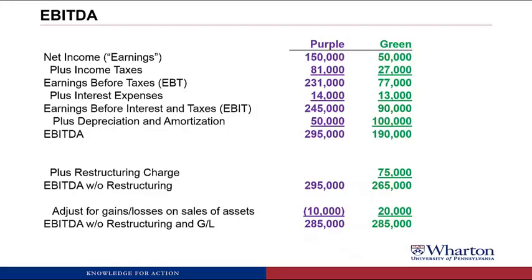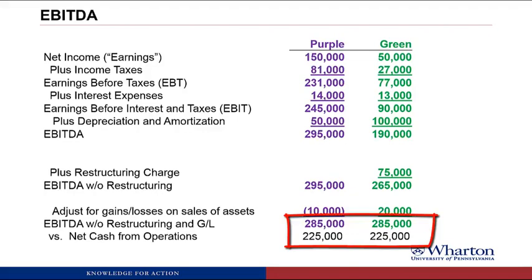So one more point I want to make before we wrap up the video. We see that the EBITDARGLE is identical between Purple and Green. And we saw that the cash from operations was identical on the cash flow statement, but the cash from operations was less than EBITDA. So there's two reasons for this discrepancy. One is that EBITDA takes out interest and taxes, whereas the cash flow statement number includes cash taxes and cash interest. The second discrepancy is that, of course, the net cash from operations adjusts for changes in working capital, whereas EBITDA doesn't.